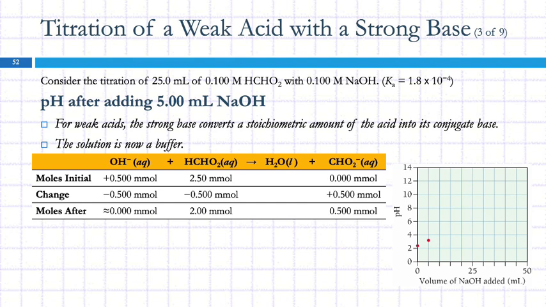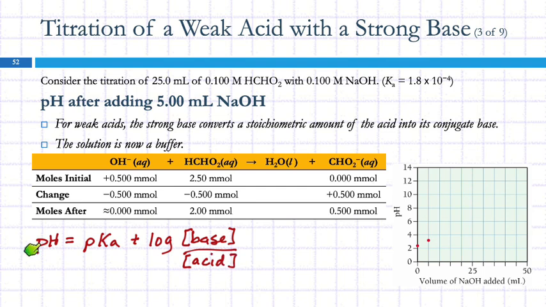So we can use the Henderson-Hasselbalch equation here. pH is equal to pKa plus the log of the base divided by the acid. We can use this equation with millimoles or moles instead of molarity because the volumes are the same and they will cancel out. If you don't feel comfortable doing that, go ahead and calculate the concentrations. We will end up with the same answer.